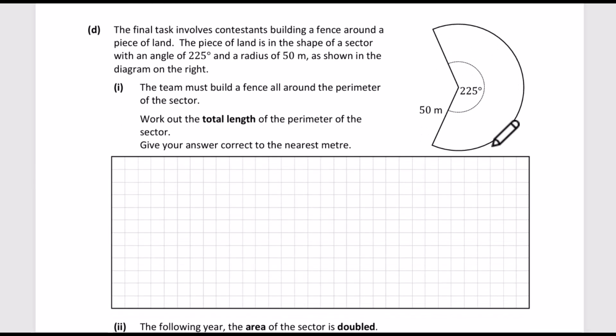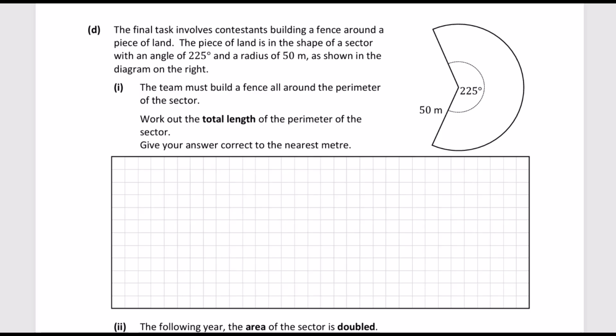Final task involves contestants building a fence around a piece of land. The piece of land is in the shape of a sector with an angle of 225 degrees and a radius of 50 meters, as shown in the diagram on the right. So 225 here and 50 meters here. The team must build a fence all around the perimeter of the sector, work out the total length of the perimeter of the sector. So we know that this is 50, this is going to be 50. What we've really got to work out is this length around here, and then just add that to 100 if you like. So let's do that.